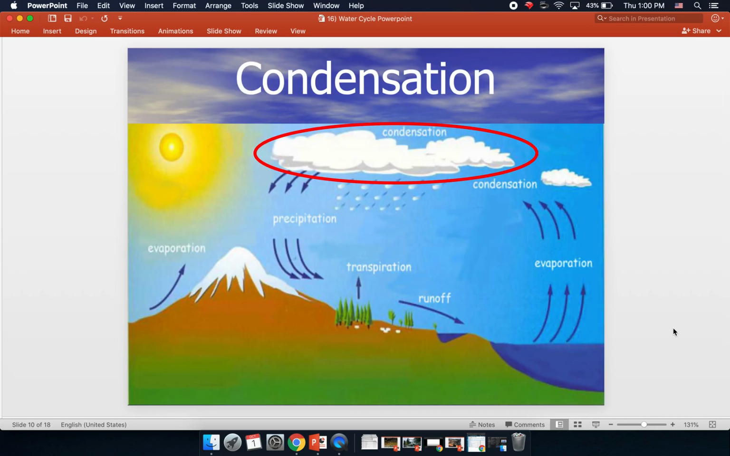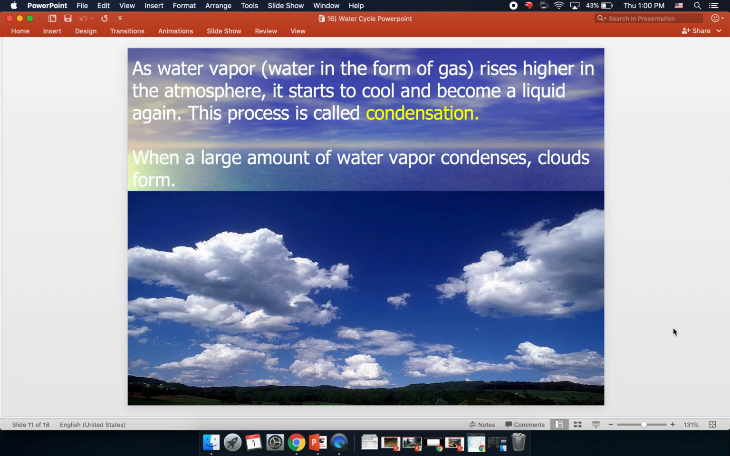All right, condensation. As water vapor, that water in the form of a gas, rises higher in the atmosphere, it starts to cool, and when it cools enough, it becomes a liquid again. We call this process condensation. When a large amount of water vapor condenses, clouds form.